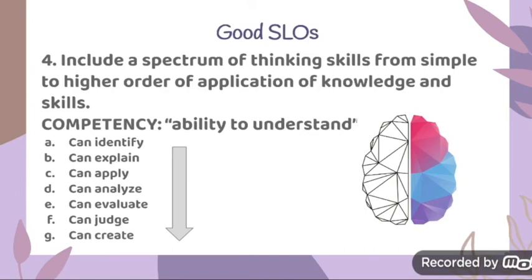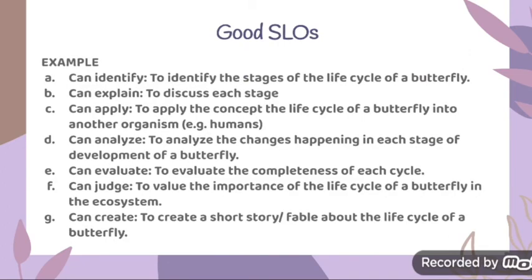That is why I am encouraging everyone, every time you are making your student learning outcomes, it should be something with higher complexity that develops the higher order thinking skills of your students. Let's have an example on this. Okay, can identify. Going back to the life cycle, to identify the stages of the life cycle of a butterfly.